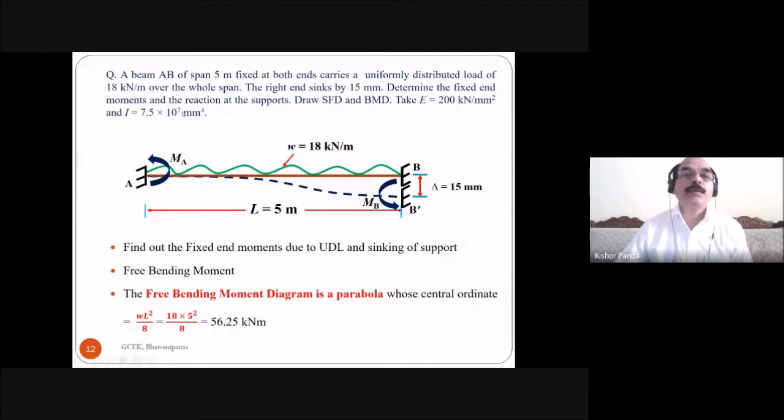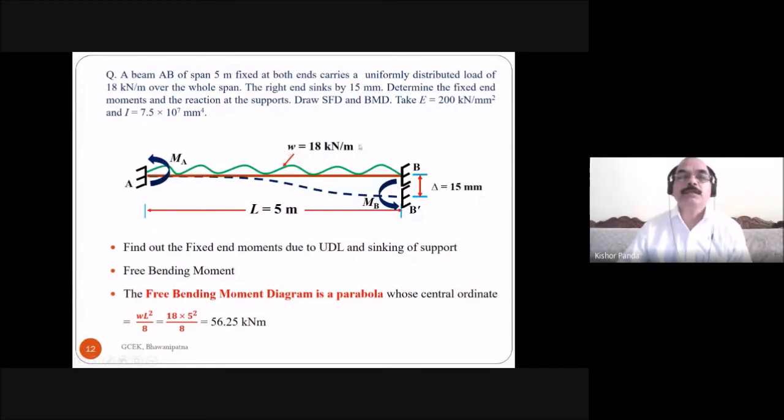Then coming to one example, a beam AB of span 5 meters, fixed at both ends, carries a uniformly distributed load of 18 kilonewton per meter over the whole span. The right end sinks by 15 mm. This is the right end. Determine the fixed end moments and the reactions at the supports. Draw SFD and BMD. Take E is equal to 200 kilonewton per mm square, and I is equal to 7.5 into 10 to the power 7 mm4. This is the fixed beam.